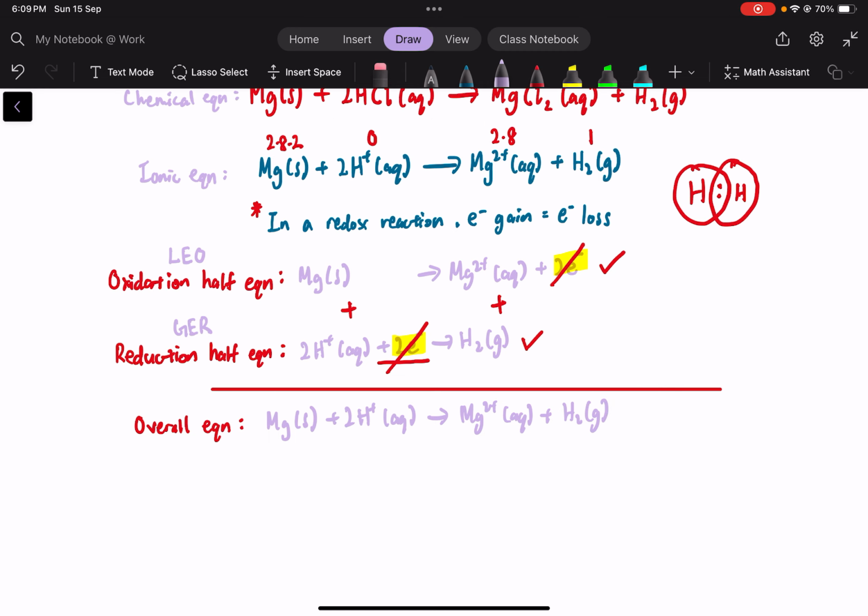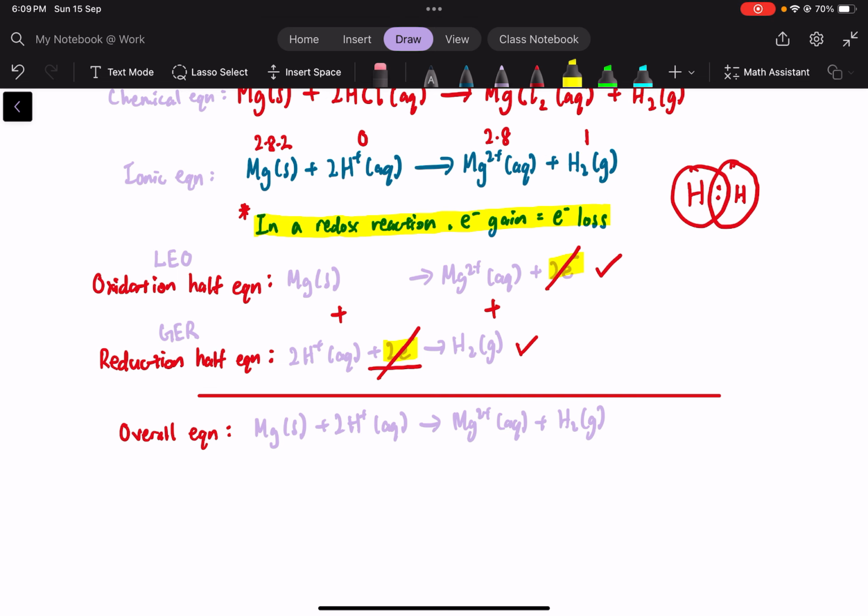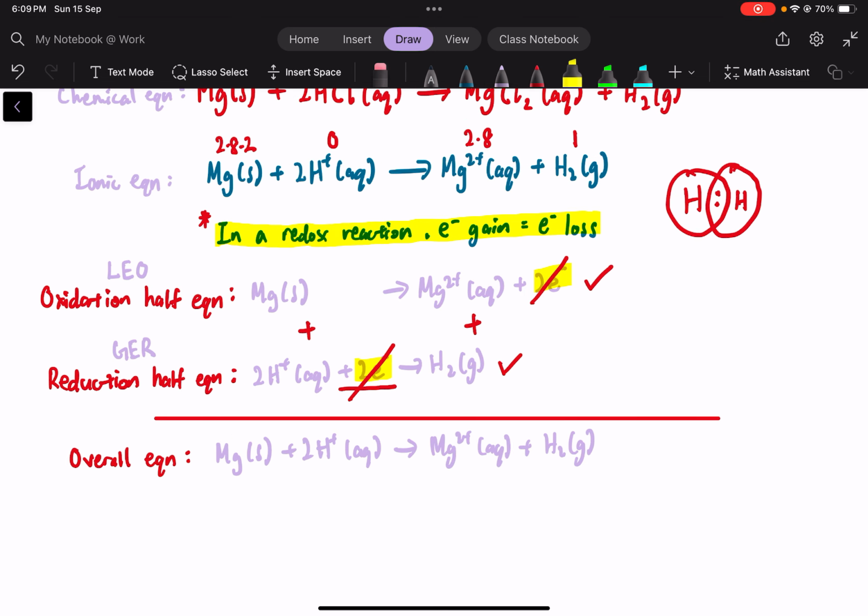So it's important to note that in a redox reaction, the electron gain is equal to electron loss. What this actually means is that the two electrons lost from a magnesium atom when it forms Mg2+ ions will combine with the two H+ ions to form hydrogen gas. As you can see, these two equations here are the same.